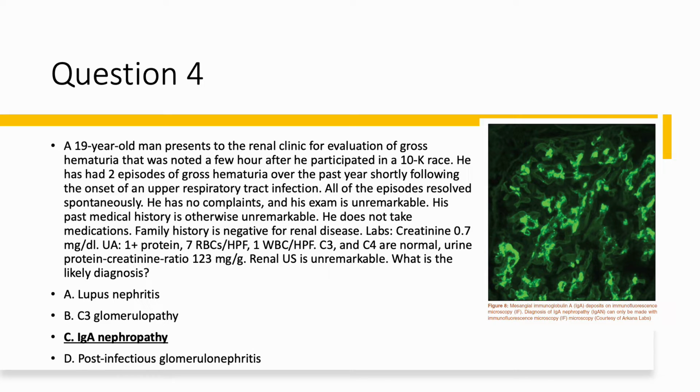You can see the picture of IgA nephropathy. This is from my review article on the subject. I'll provide a link in the description. The only way to make the diagnosis of IgA nephropathy is by doing a kidney biopsy, and you have to make the diagnosis on the immunofluorescence. As you can see, you have mesangial deposits of IgA. It lights up like that. And so the answer is C, IgA nephropathy.